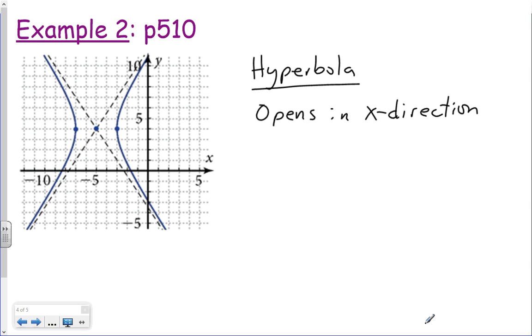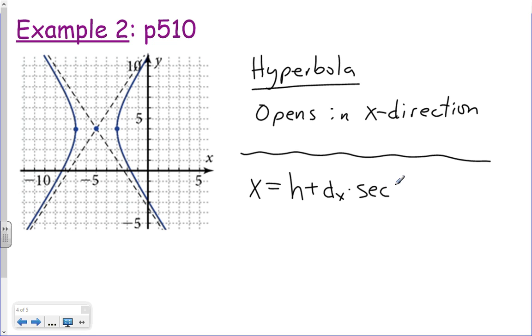All right, so with that, that's enough information for me to write down my general equation here. So let's do that. Remember that the hyperbola equation is the one that involves secant and tangent, so make sure you've got the right one here. Secant is the one that's associated with the direction that it opens up in. So secant is going to be with our x here then. So we've got x equals h plus d sub x times the secant of t. And we've got y is equal to k plus d sub y times the tangent of t.